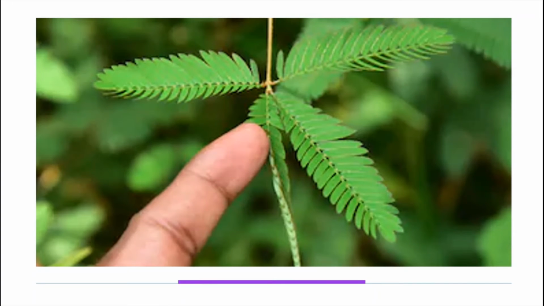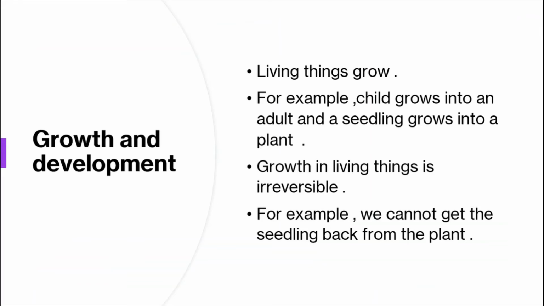If you see the picture, it is the touch me not plant. When a person keeps a finger or an insect comes near that plant or touches it, the leaves will curl up. This is the best example of the stimulus. We have completed our second topic.